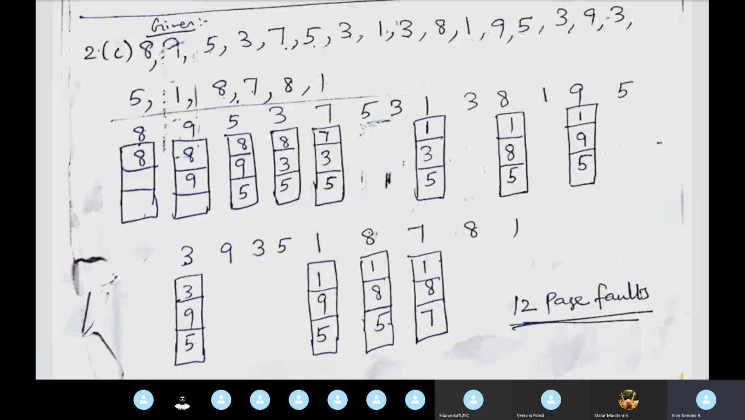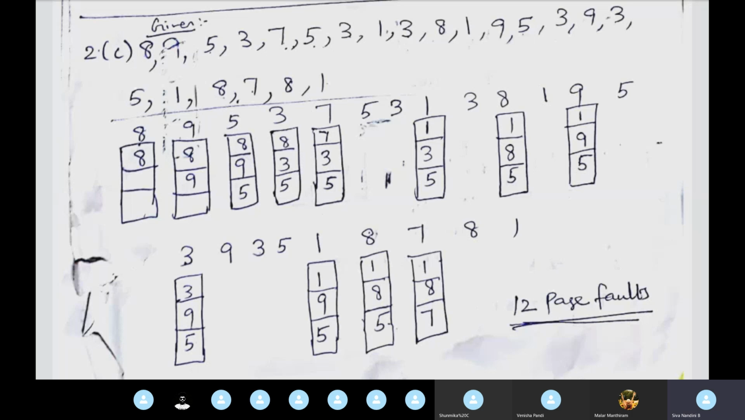According to the optimal algorithm, how will a page be replaced? We see the future pages and replace the one which won't be used for the longest period of time. Keep that in mind. At the third instant, 8, 9 and 5 fill the frame, and next we are having page 3.